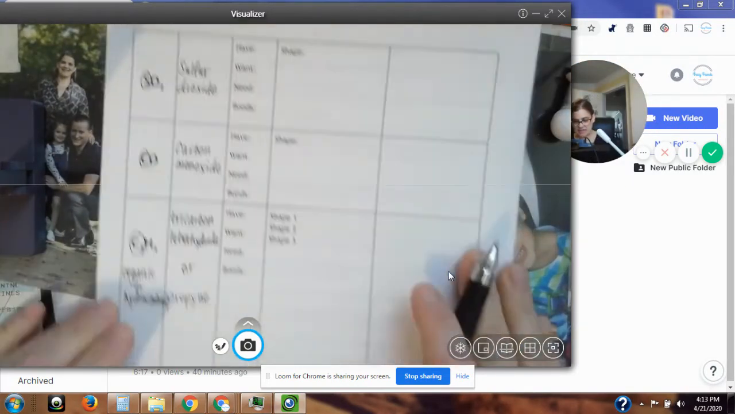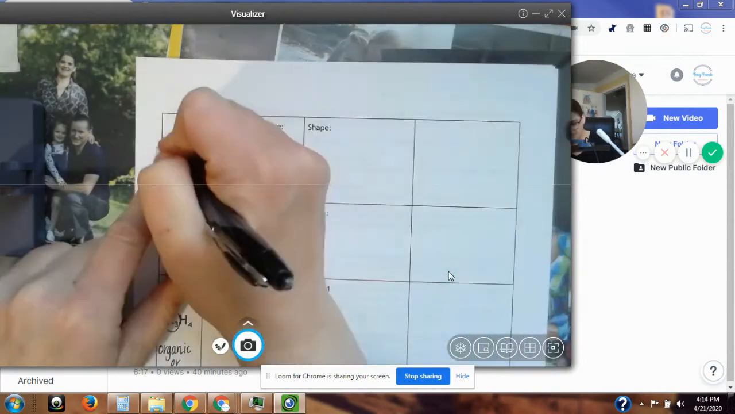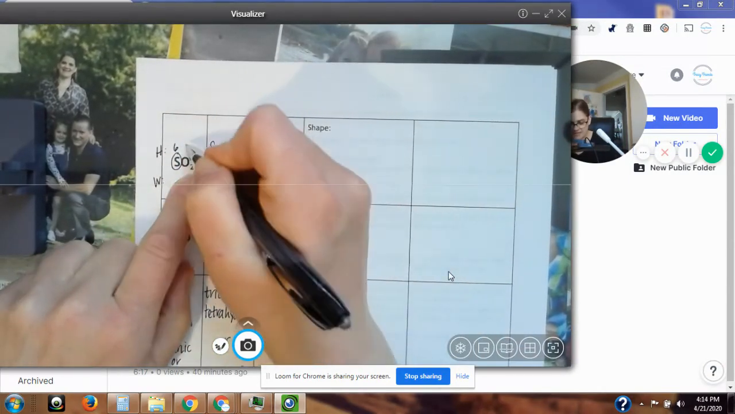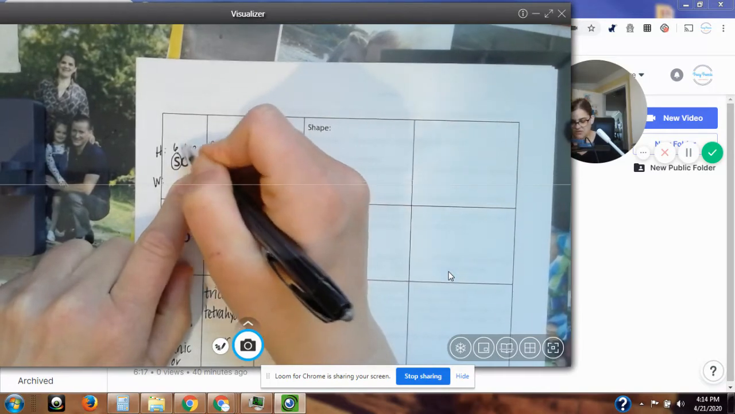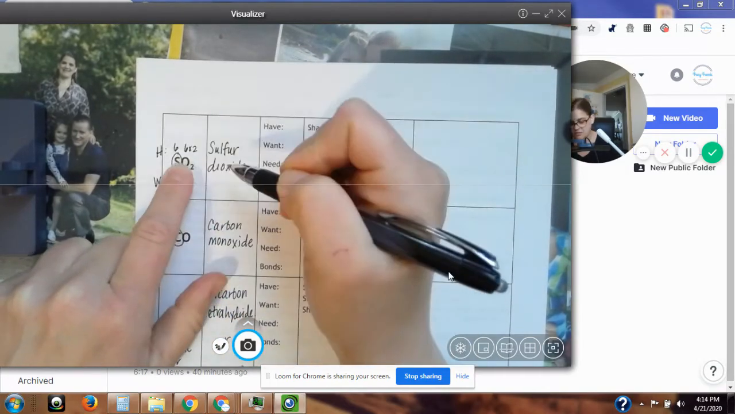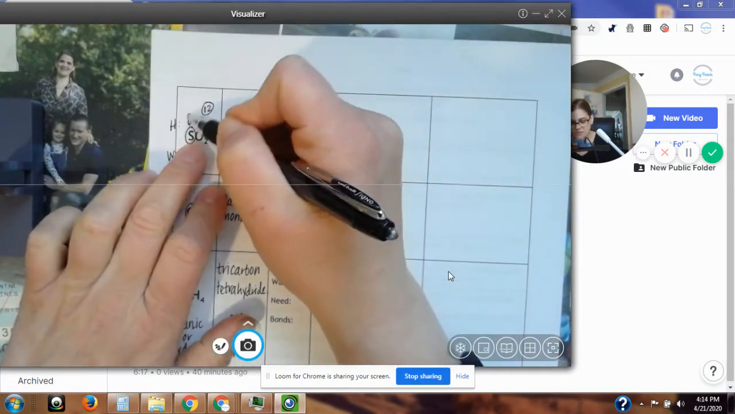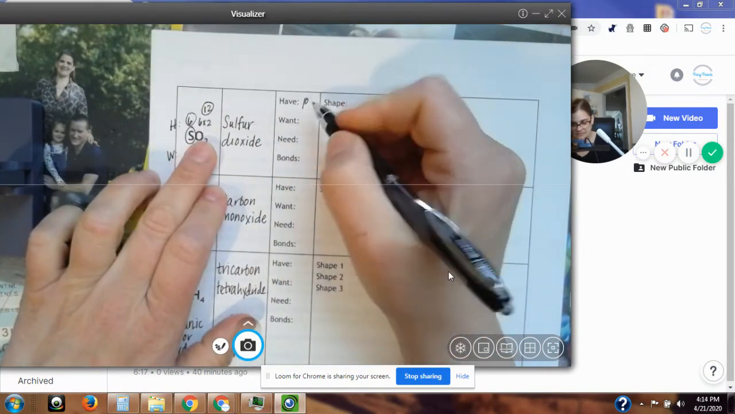And so let's do our have. I like to do the have on the top, the need on the bottom. So I've got 6. 6 times 2. Again, I'm getting that 6 from the periodic table. That's the number of valence shell electrons. And that's 12. So 6 plus 12 is 18.